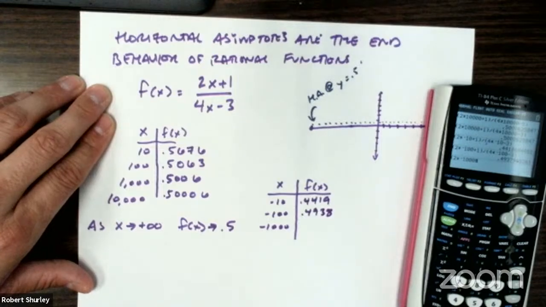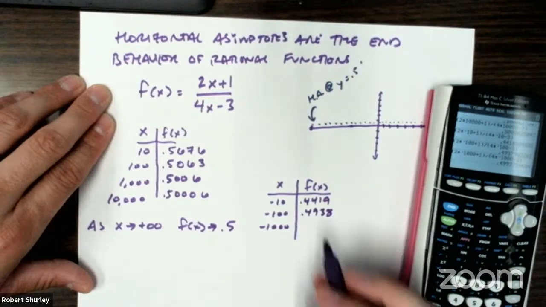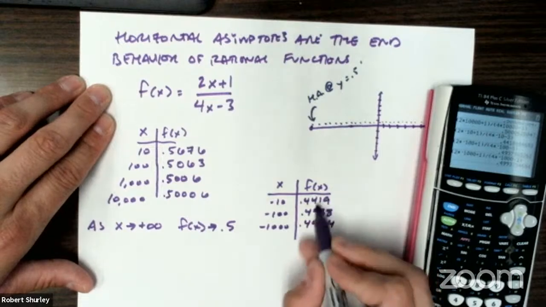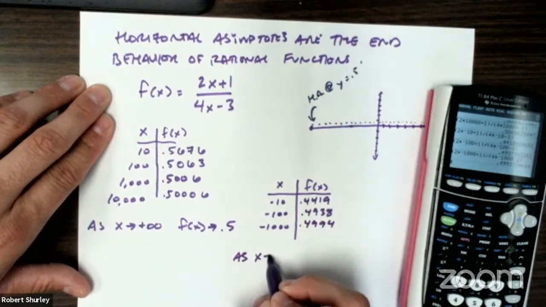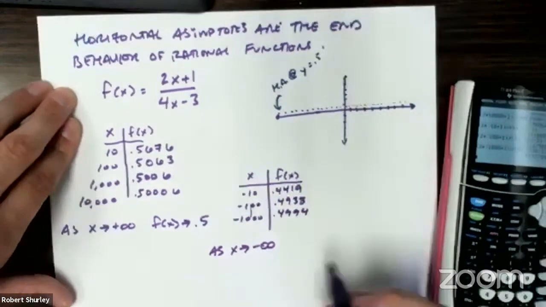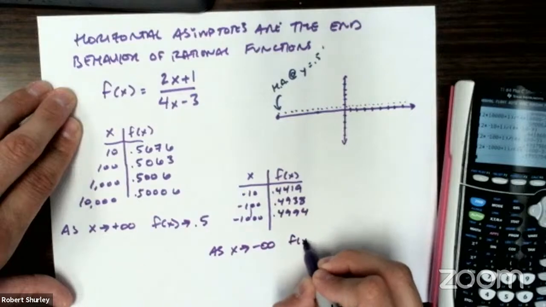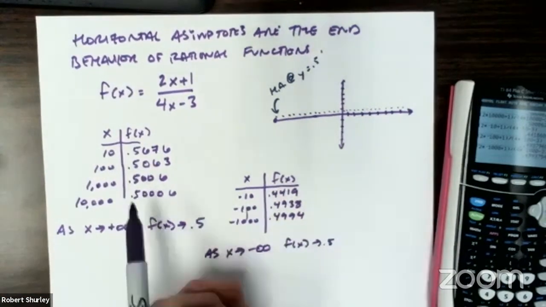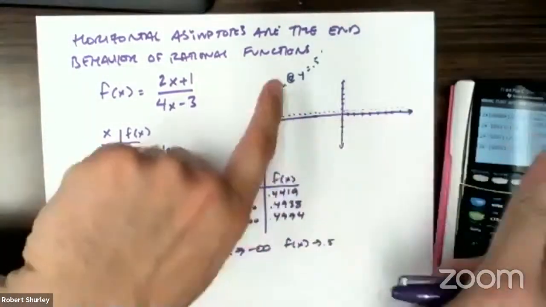Now 2 times -1,000 plus 1 divided by 4 times -1,000, no, minus 3. We get 0.4994. Again, as x is headed towards negative infinity, our f of x value is still headed to 0.5. That's kind of neat. So we're headed to 0.5 on both sides, and that's the end behavior.